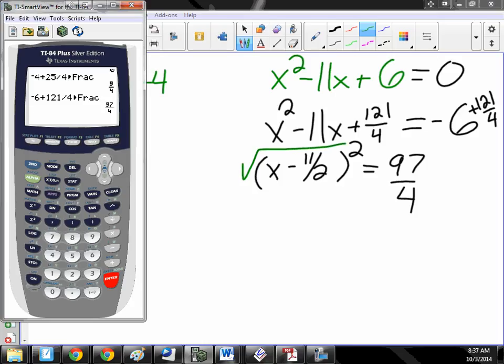Square root, square root, square root, and I get x minus 11 halves equals plus or minus. Does 97 simplify? What goes into 97? Not 2. Does 3 go in? Not 3, not 4, not 5, not 6. What about 7? Not 7, not 8, not 9, not 10. And we don't need to go any further because 10 squared is 100. So once you get to that point, you can stop. So this is going to be root 97 over 2.